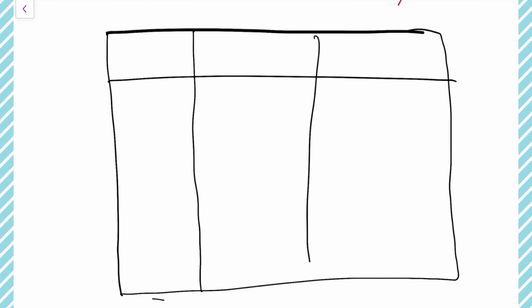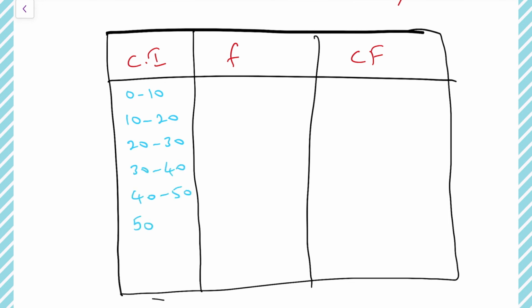The first column as it is class interval only every time. Second column every time frequency only. First column class interval and second column frequency. Then third column is cumulative frequency. So let me write all the class intervals starting from 0 onwards, 0 to 10, 10 to 20, 20 to 30, 30 to 40, 40 to 50, 50 to 60, 60 to 70, 70 to 80.